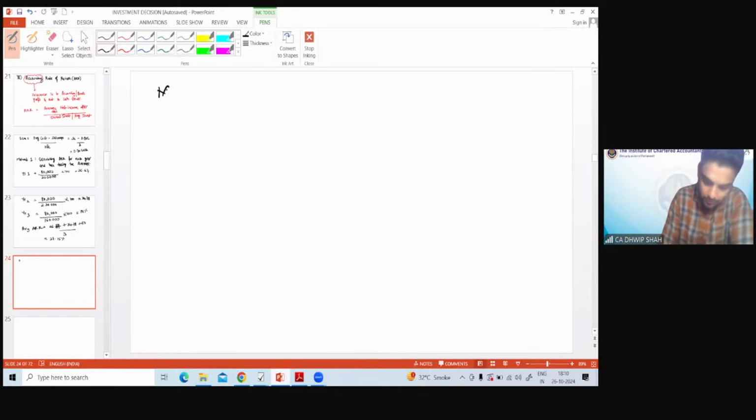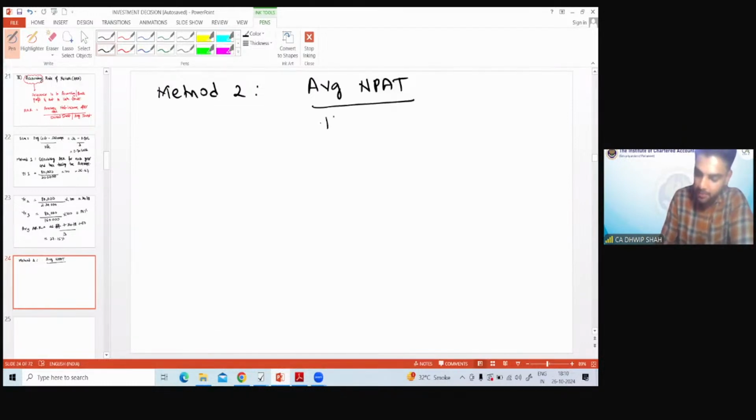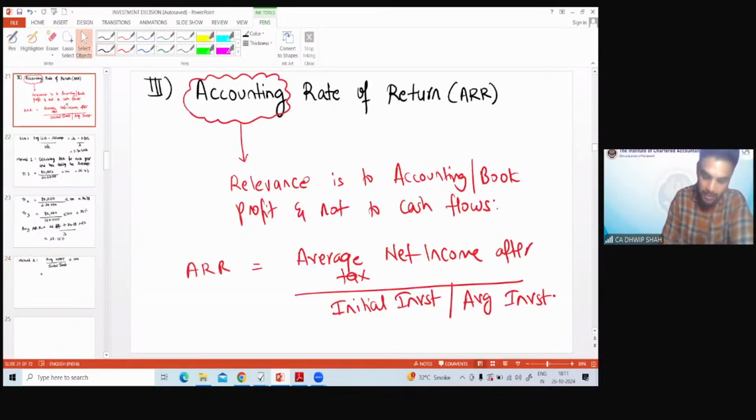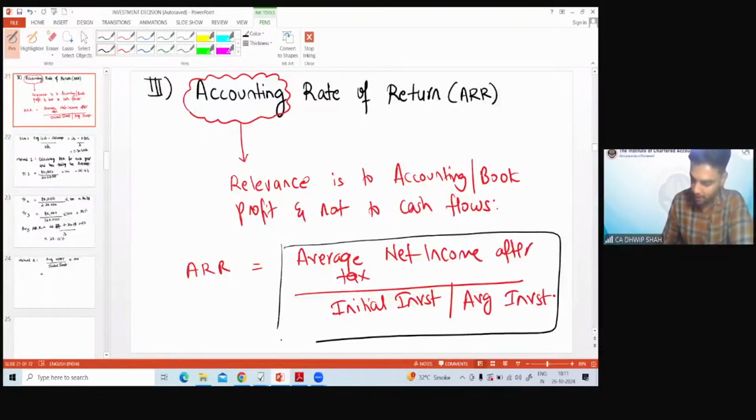Method 2. Method 2 is you directly average out the net profit after tax and you divide it by initial investment. You multiply it by 100 because we need it in percentage. The formula that I have written here is the second method of solving ARR.